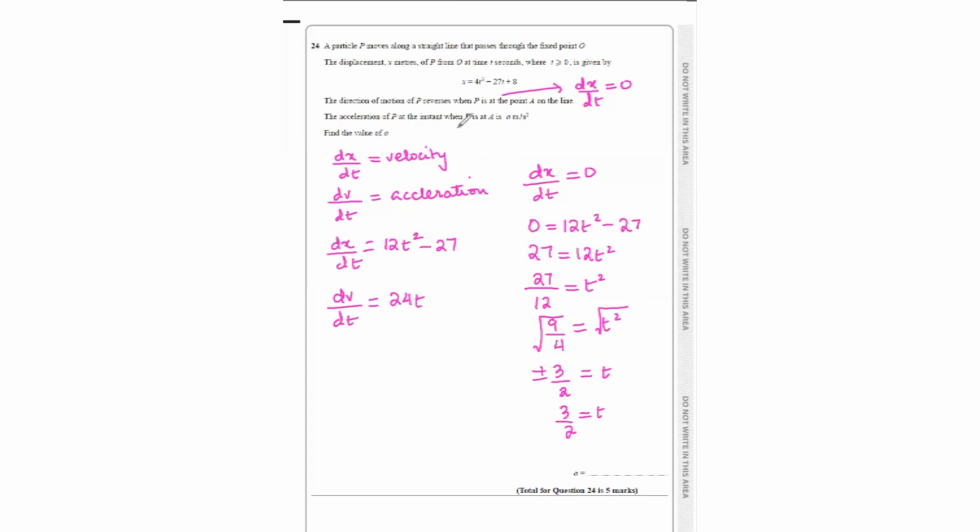Now they're asking us to find the acceleration at point A, so we put t equals 3 over 2 in dv by dt, which will give us the acceleration. So that's going to be 24 times 3 over 2, which is 12 times 3, and that's 36 meters per second squared. That is your answer.